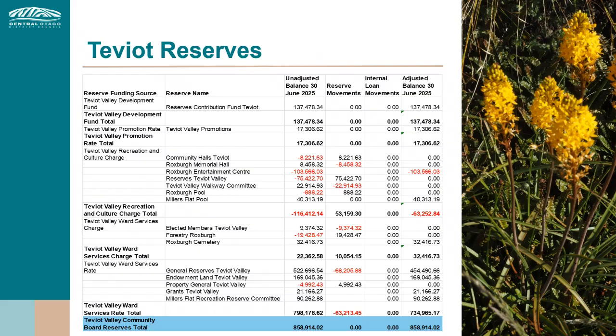Effectively, we've left the Miller's Flat pool there, because you know there could be a pool on that. We deal with rock cemetery, whether it needs to be generalised or not, but effectively that leaves you $730,000 of generalised rates that you can use in your space.